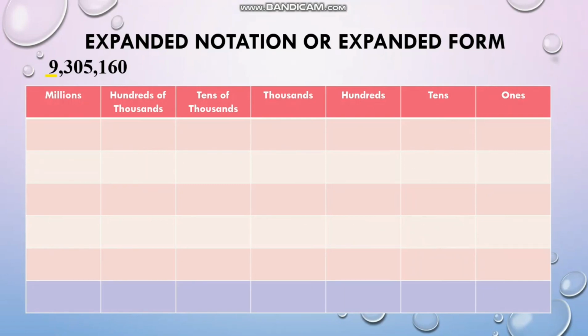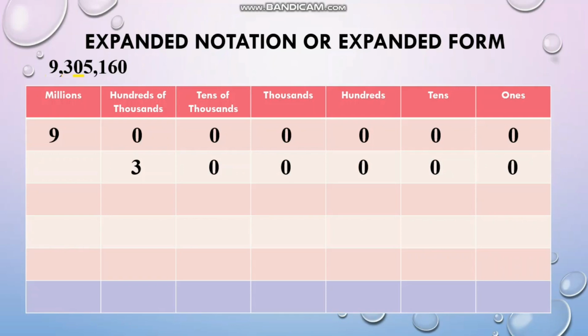The digit 9 is in the millions place. So we write in the first row under the heading in the millions column 9 and 0 in the rest of the columns because we're only focusing on one digit at a time. Let's look at the second digit, 3. The digit 3 is in the hundreds of thousands place. So we write in the second row under the heading in the hundreds of thousands column 3 and 0 in the rest of the columns because we're only focusing on one digit at a time.